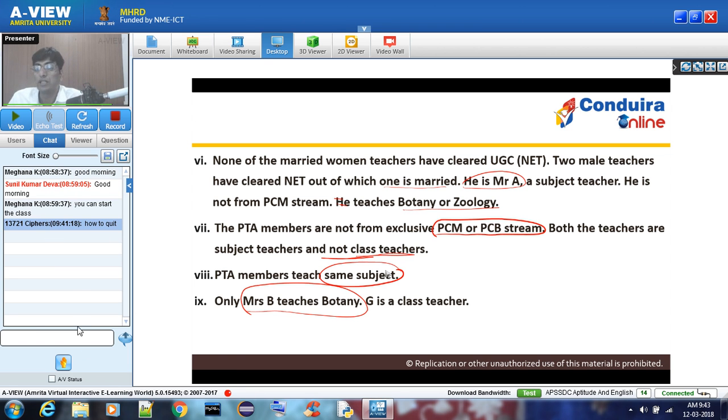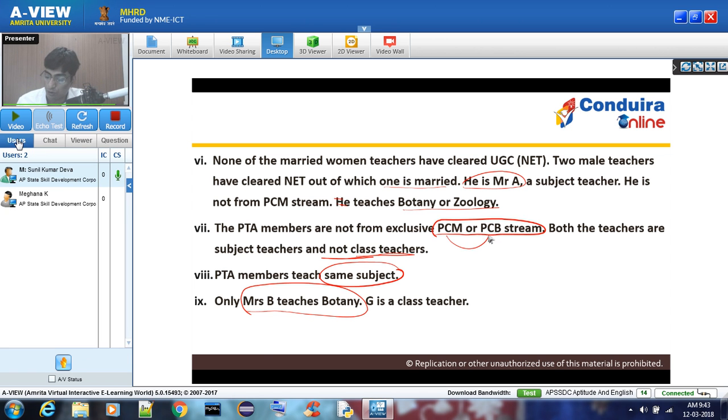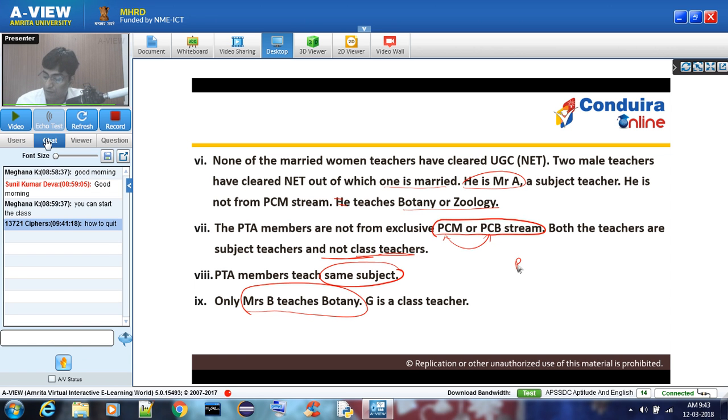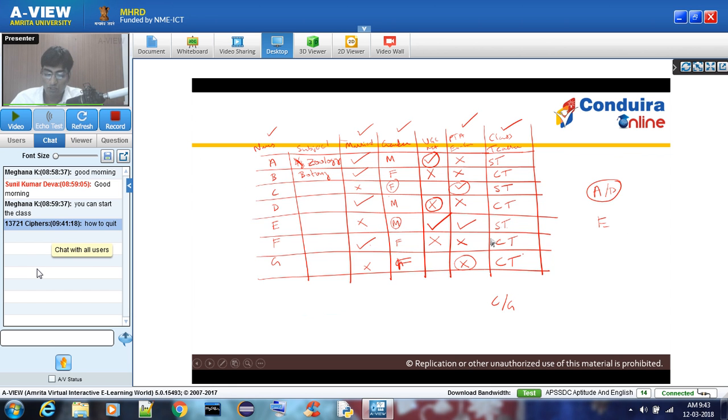So which subject can they teach? They need to teach a subject which is common to both of these. It has to be either physics or chemistry. Both the PTA members should teach the same subject. That's interesting. So who are the PTA members that we notice? C and E. C and E both should teach the same subject, which means either both physics or both chemistry.